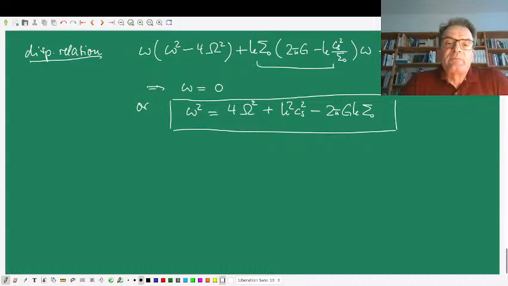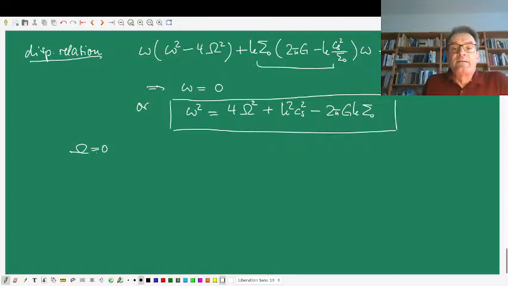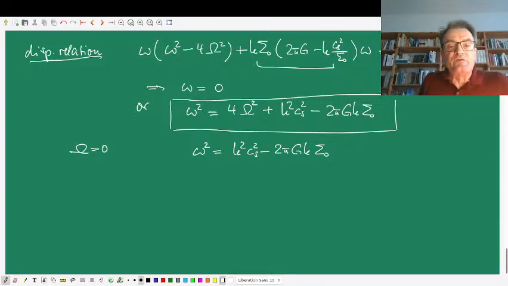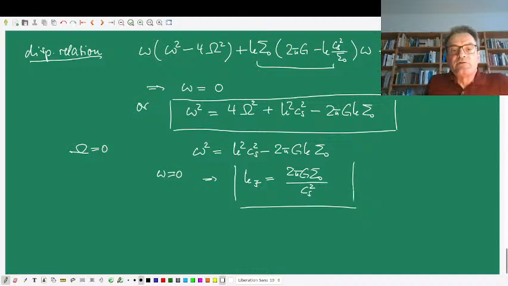Now you see, suppose we set capital omega equals 0 in the first place. That could be a very slowly rotating disk. Under this condition, we can directly say omega squared equals k squared cs squared minus 2 pi G k sigma 0. All right, fine. Now, we know that at the boundary line between stability and instability, omega equals 0. And then the wave number has the meaning of a Jeans wave number. And this leads to kJ equals 2 pi G sigma 0 divided by cs squared. This is what is usually called the Jeans wave number for disk stability.